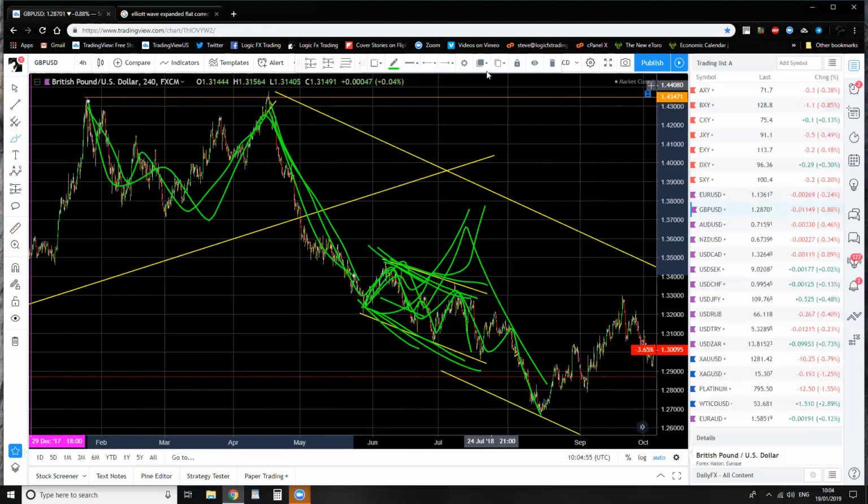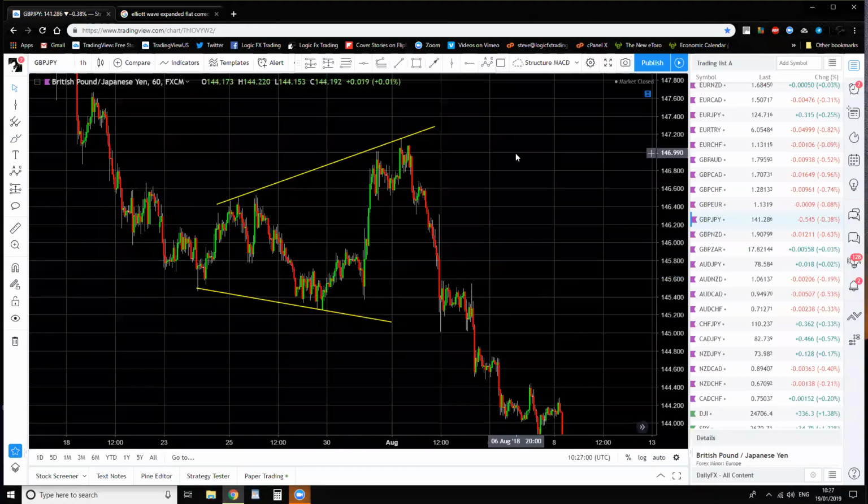Okay, now what we need to do is I'll go and look for some more examples. So just pause you again there, guys. Okay, folks, and here we have an expanded flat. Took me a little while to find one because they're not as common as a regular or a running flat, but here we have one.